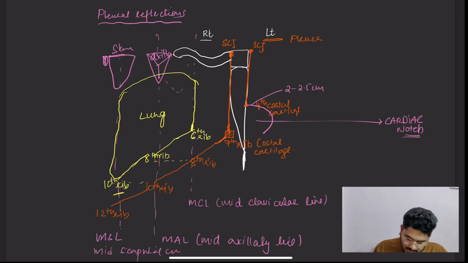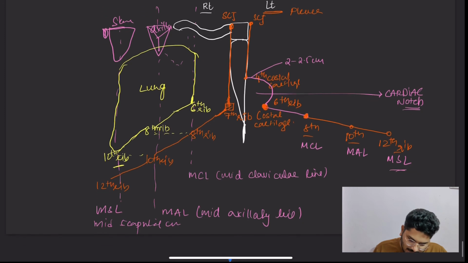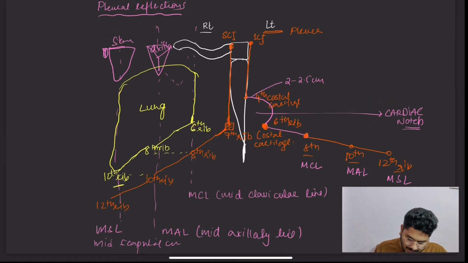This reflection joins the sixth rib in the midline, and will cross the 8th rib, 10th rib and 12th rib in the mid clavicular line, mid axillary line and mid scapular line, similar to the right-sided pleura. So these are the surface relations or the pleural reflections.